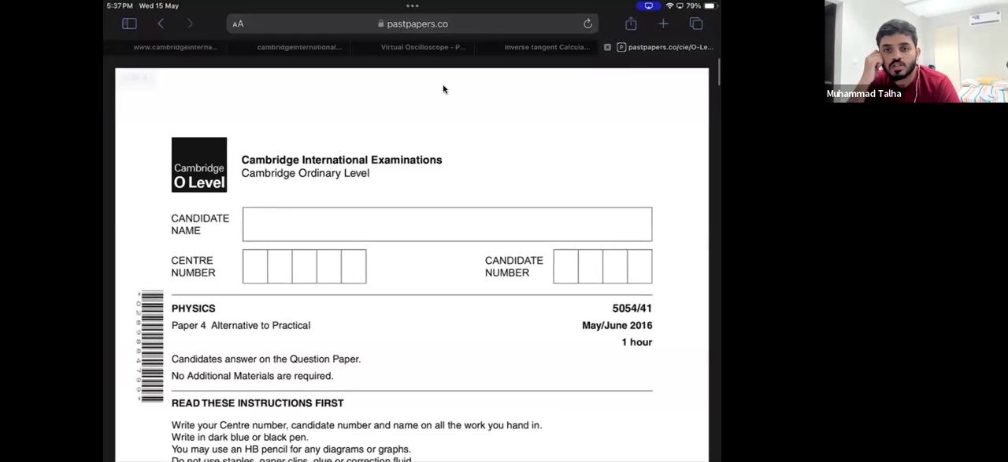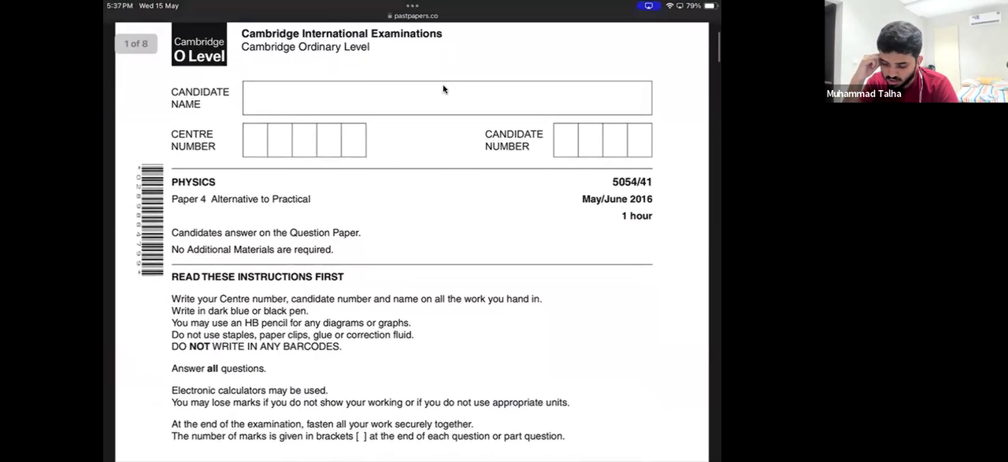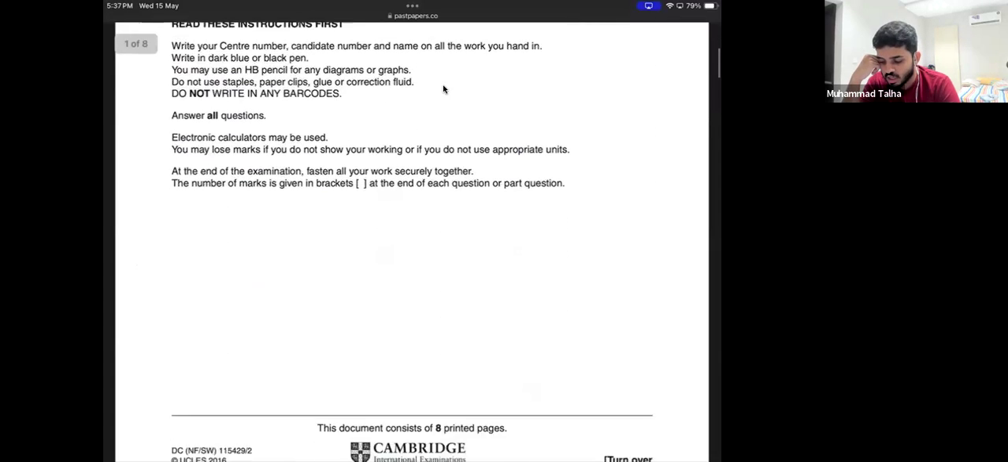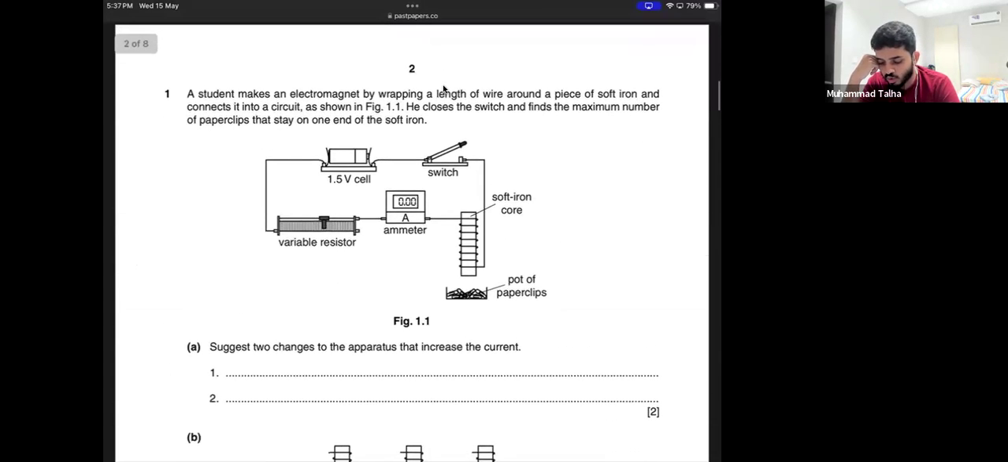All right, let's have a look at this one. So this is summer 16 paper 41, again, a totally unrelated paper. I just want to show you guys how older papers look like, and I just want to give you a little bit of a boost of confidence to see how this is going to work.